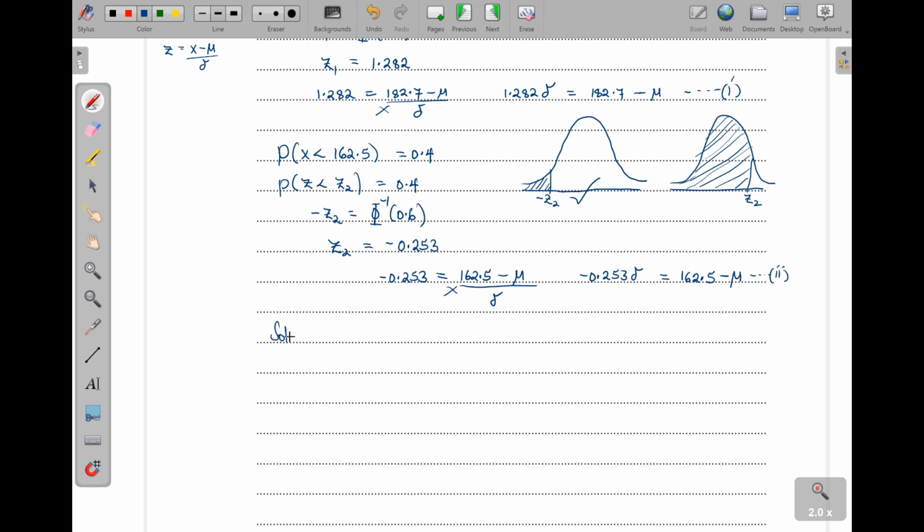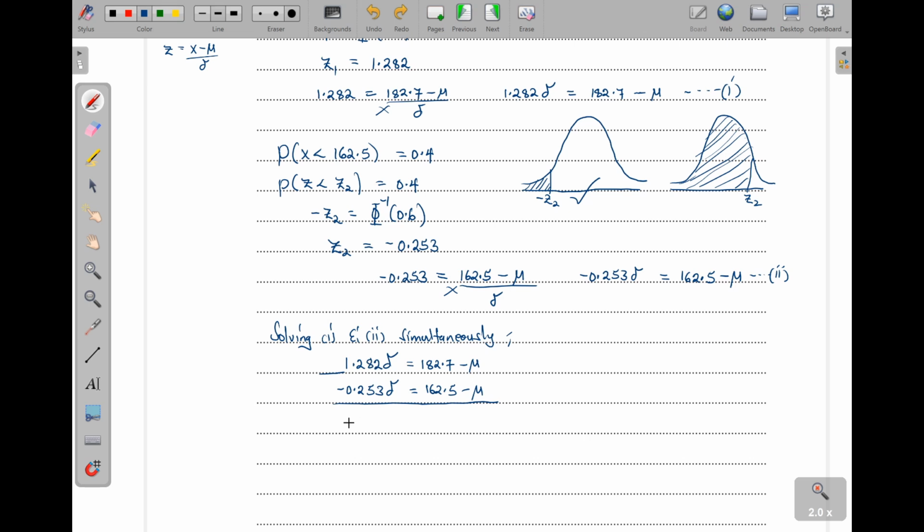Now we can solve these two simultaneously. Okay, solving 1 and 2 simultaneously. So what do we get? We can actually just subtract them such that that mean disappears. 182.7 minus mu, and then this is negative 0.253 sigma, then is equal to 162.5 minus mu. So when I subtract here, our mean here is going to disappear.